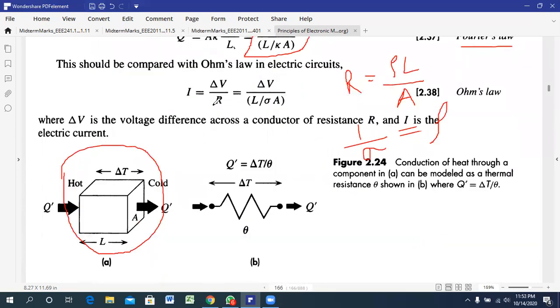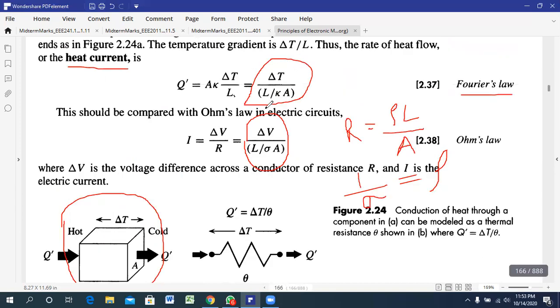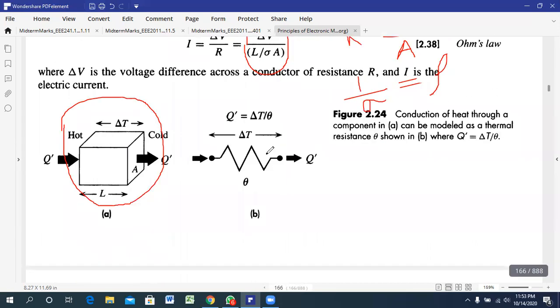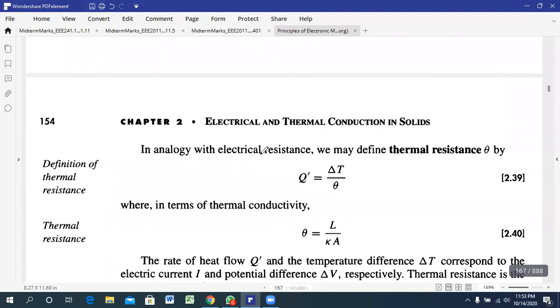Now if we compare these two equations and put the value of R here, then that one should be L divided by sigma A. So I think this one is also clear. If we use these two formulas, this will be clear. Now look, if we compare this heat current and this Ohm's law electric current, we find that there is a very good similarity between chi and sigma.